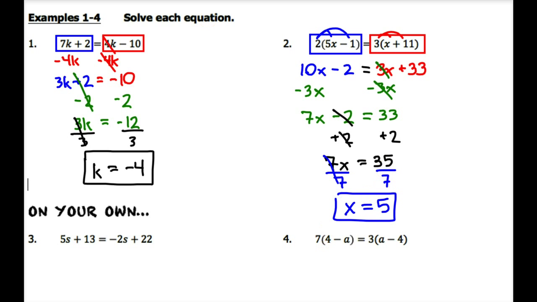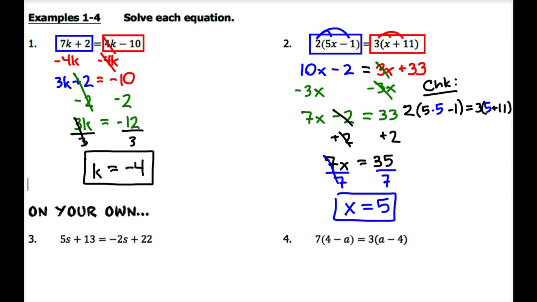Okay, just like for all the other equations, we do want to practice checking our answers. So to check this one, and you can do that with number 1 as well, I'm going to copy down my equation: 2 times the quantity 5 times x minus 1, equal to 3 times the quantity x plus 11. We think the answer is 5, so I'm going to put in 5 times 5 minus 1, supposed to be equal to 3 times 5 plus 11.